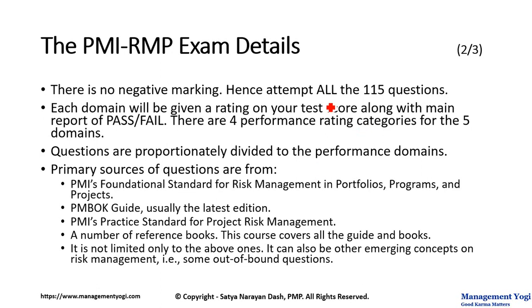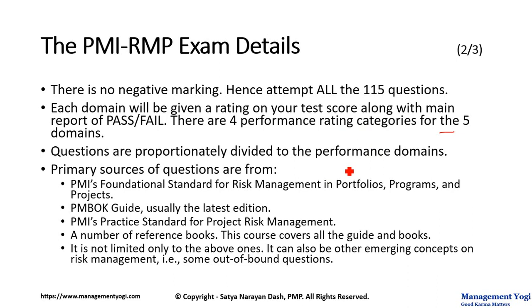Each domain will be given a rating on your test score along with the main report of pass or fail. There are 4 performance rating categories for the 5 domains. The 5 domains we'll see in detail shortly. The 5 domains are described in the examination content outline, or the ECO. For every domain, you will have a performance rating category. On top, it will be mentioned whether you have passed the exam or failed the exam. Questions are proportionally divided with respect to the 5 performance domains.